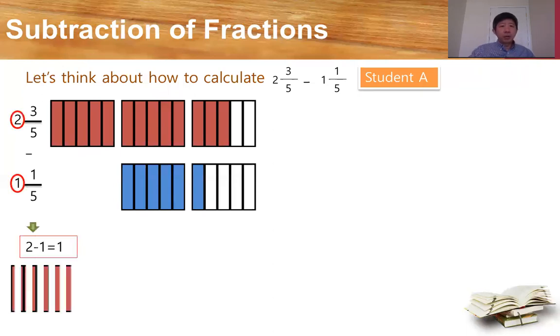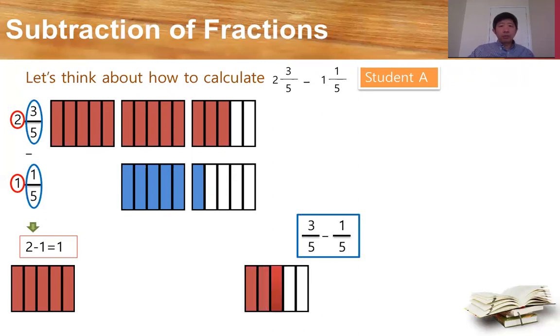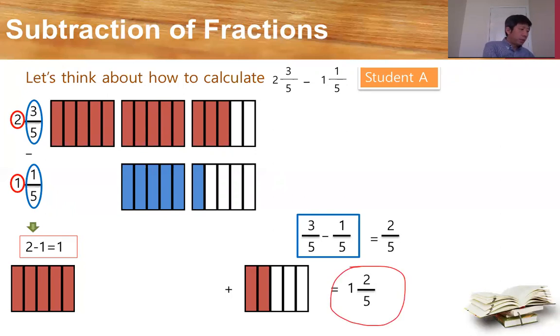So when we do the subtraction, student A's response is just take a 2 minus 1 and got a 1. Whole number minus whole number. And next, take a fraction minus fraction. Take a 3/5 minus 1/5, all right, so therefore got a 2/5. And what's the final answer? The final answer will be 1 and 2/5, all right, because this is a 1, this is a 2/5.